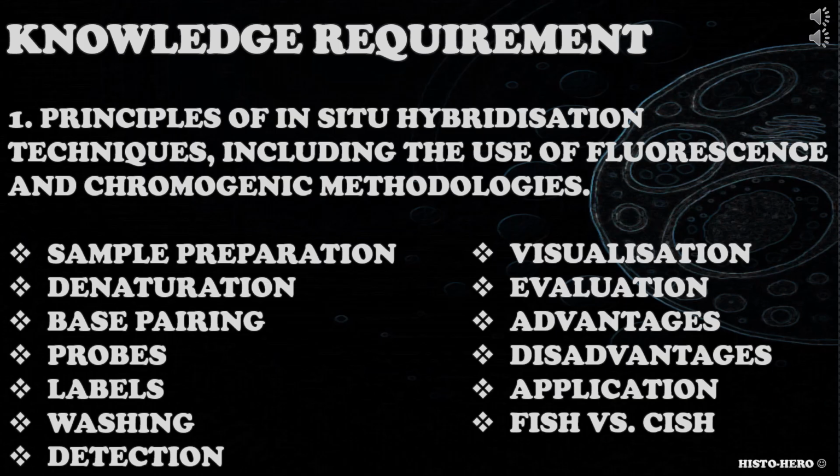Let's have a look at the first knowledge requirement, which is for you to know the principles of in situ hybridization techniques, including the use of fluorescence and chromogenic methodologies. What is in situ hybridization? How is this technique performed? Why is this technique used in histology? What is the difference between fluorescence and chromogenic method? What are their advantages and disadvantages?